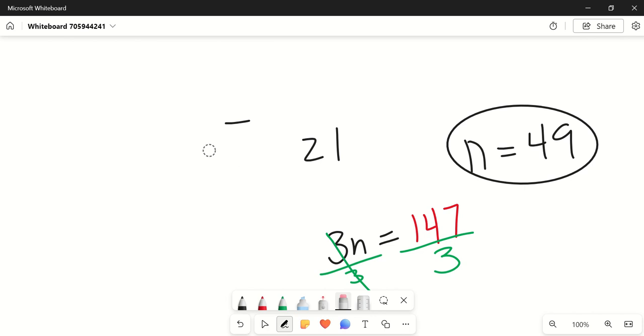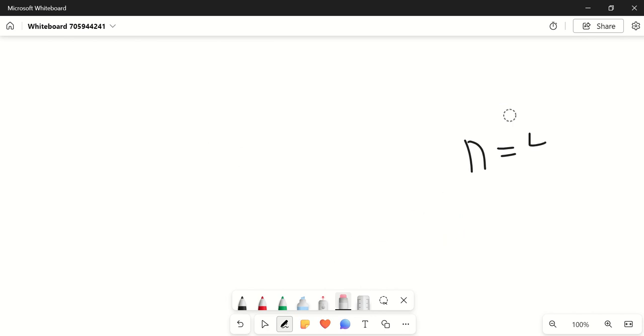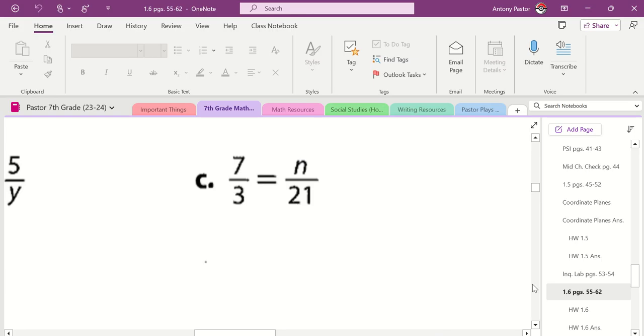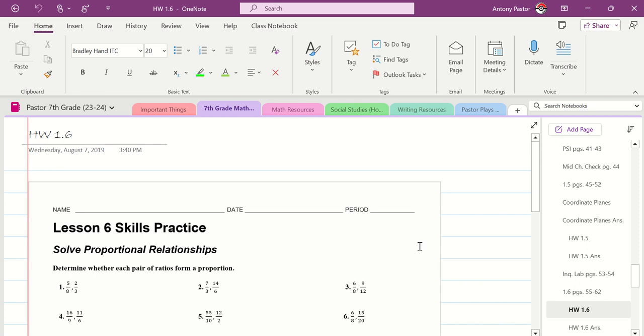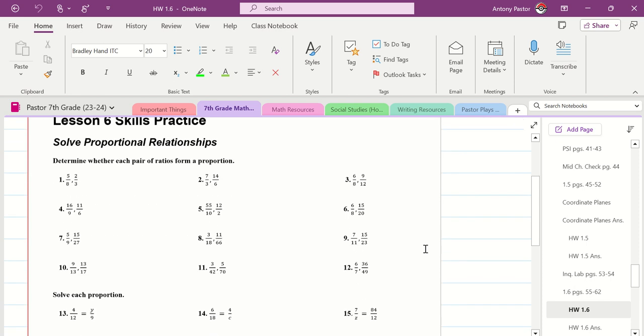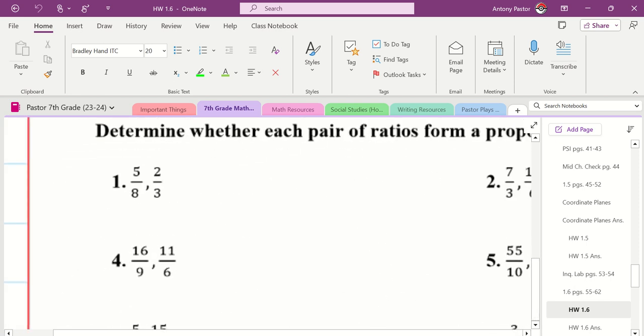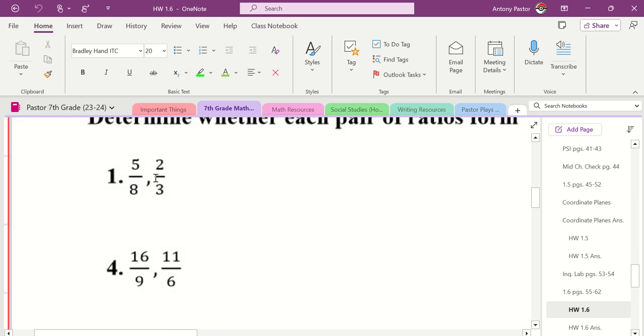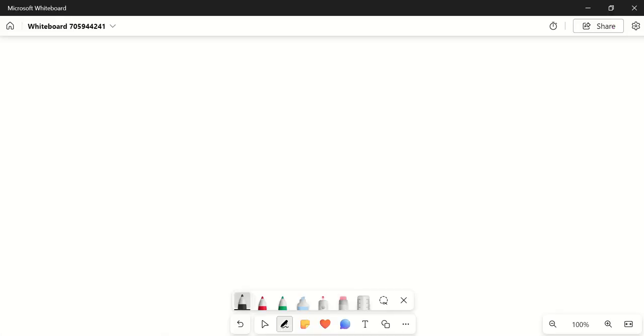All right, let's do some examples from the homework. So, determine whether each pair of ratios form a proportion. So we need to figure out if these are going to be equal or not. 5/8 and 2/3.